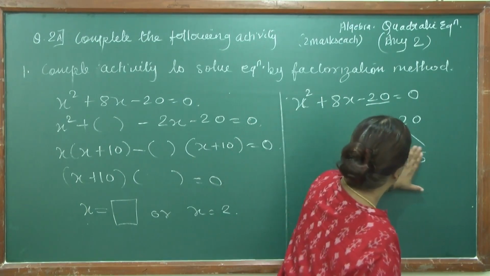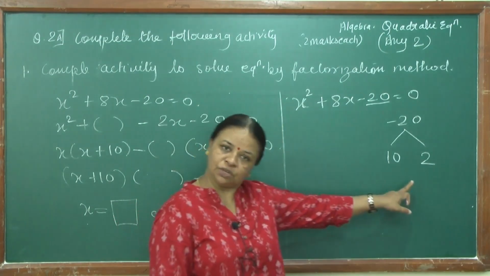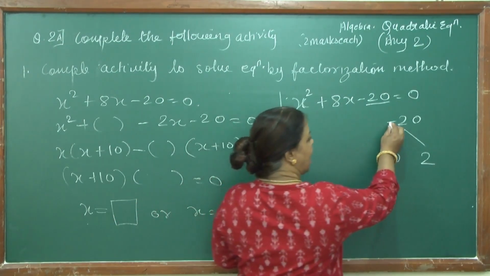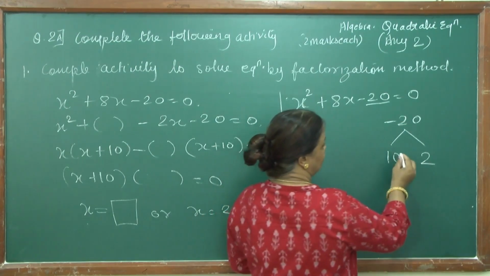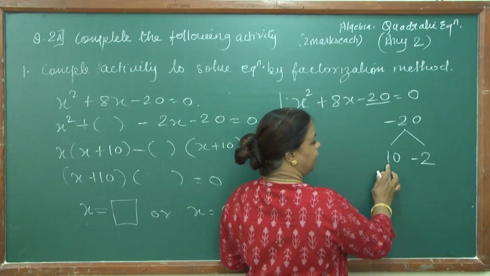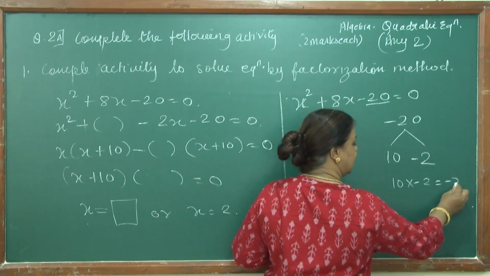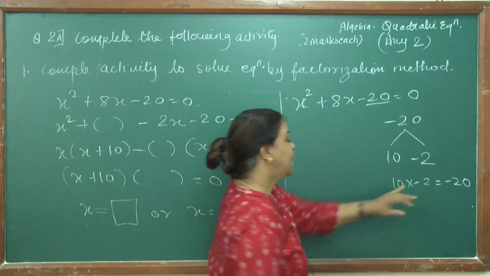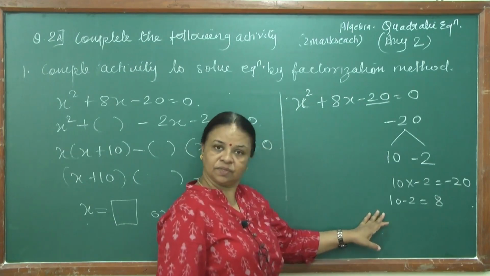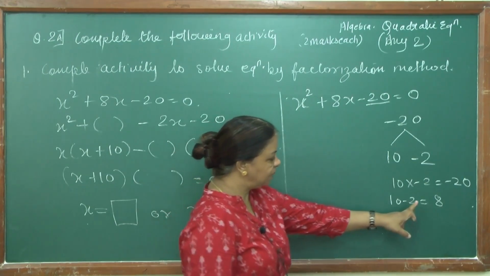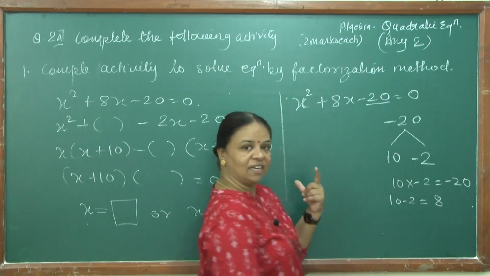Let us go for 10 2s are 20, but here I have minus, so one of the numbers should be minus. Clear? Let me have this as minus. 10 into minus 2, see, 10 into minus 2 is minus 20, correct? Now 10 minus 2 is equal to 8. Clear? Because the sign of the bigger number, and we have here plus 8. So 10 and minus 2 is correct.